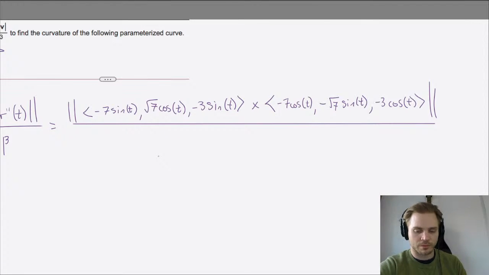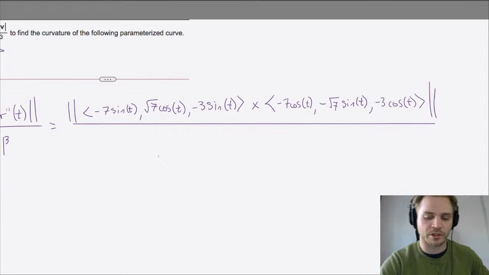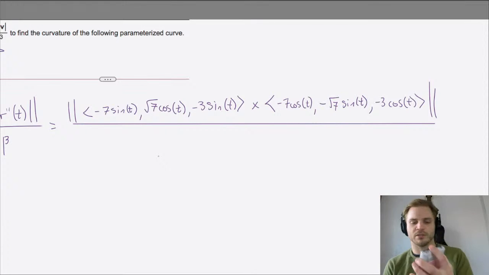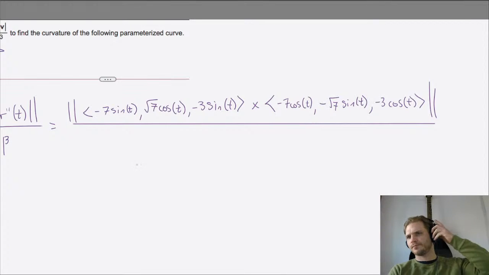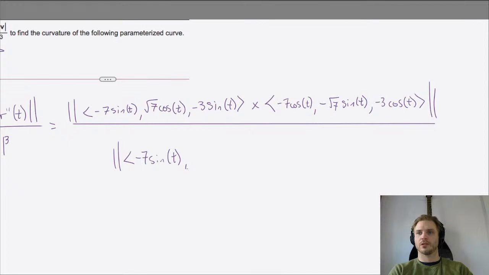Oh, sorry. Got my calculator falling everywhere, which I don't even know where I had that out in the first place. Okay. So this is going to be the magnitude of negative 7 sine of t, root 7 cosine of t, and negative 3 sine of t, magnitude cubed.